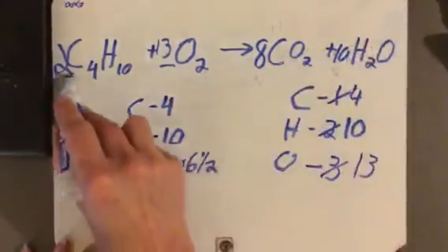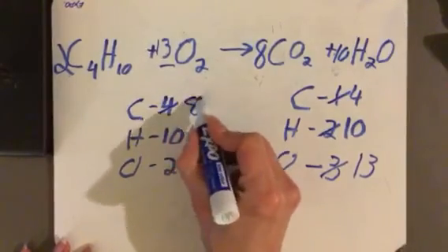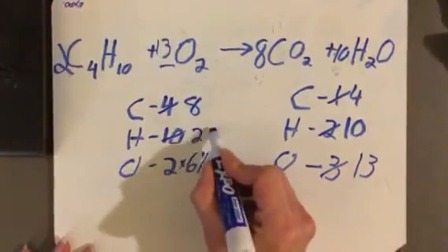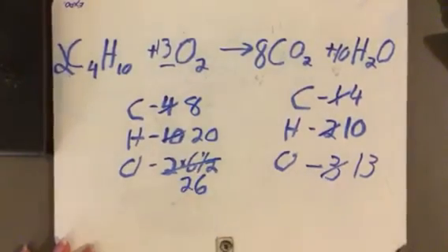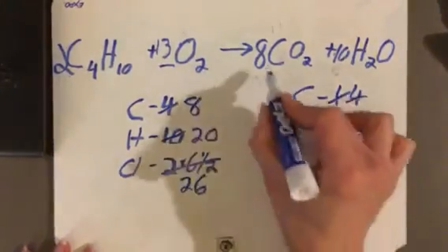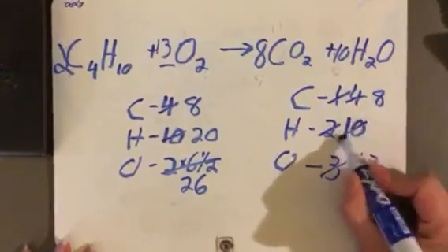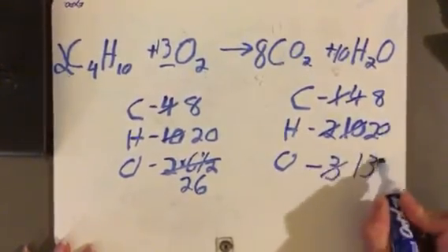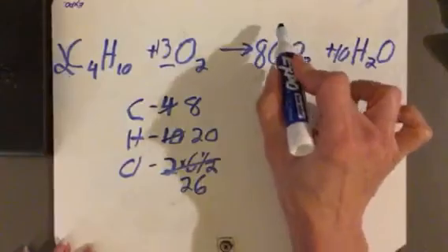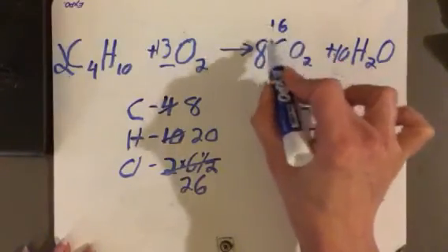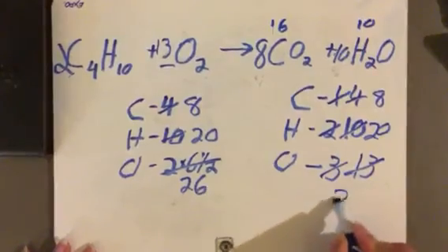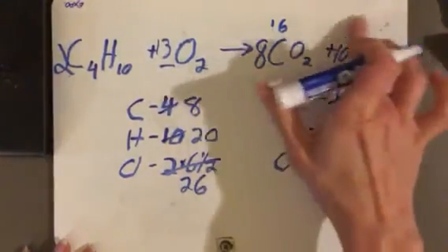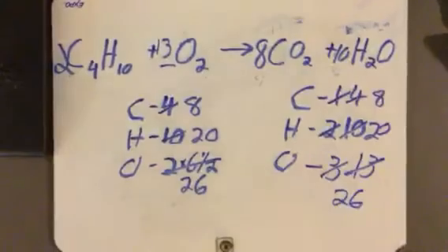Now, if we go back and we add again, we now have 8 carbon and 20 hydrogen and 26 oxygen over there. And then I have 8 carbon and 20 hydrogen. And there's 16 here. We'll keep track of that here. 16 oxygens here, 10 there. Gives me a total of 26. We'll get rid of those. Okay. And that'll give me the number I need.